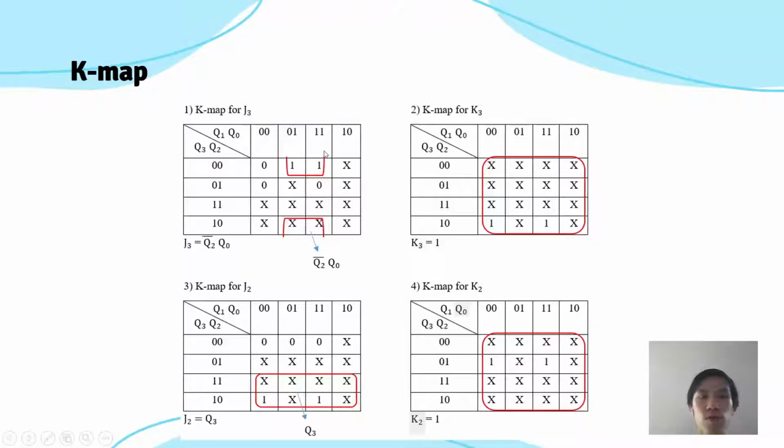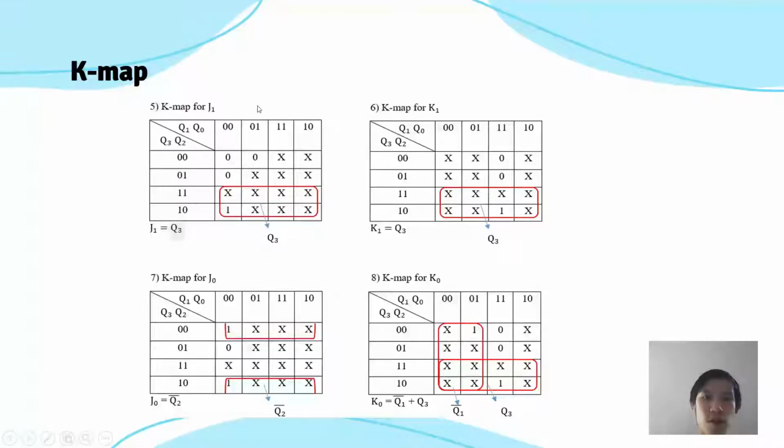And then we also do the K-map for every input. And this is the K-map for J3, K3, J2, K2. And we can get the Boolean equations: J3 equals Q2 bar Q0, K3 equals 1, J2 equals Q3, K2 equals 1. And for J1, J1 equals Q3, K1 equals Q3, J0 equals Q2 bar, and K0 equals Q1 bar plus Q3.